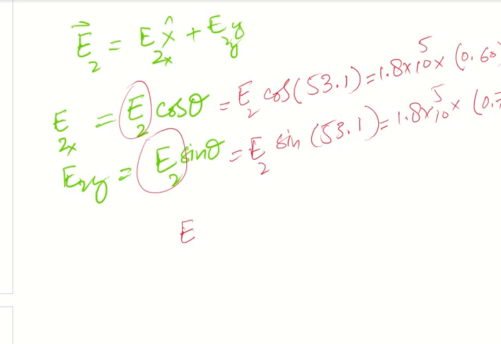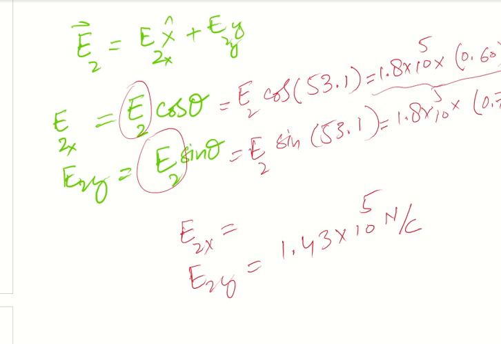And at the end of the day you will get E2y component equal to 1.43 into 10 raised to the power 5 Newton per Coulomb, and for the x component we just compute this thing, that is 1.8 into 0.6, and that is 1.08 into 10 raised to the power 5 Newton per Coulomb.